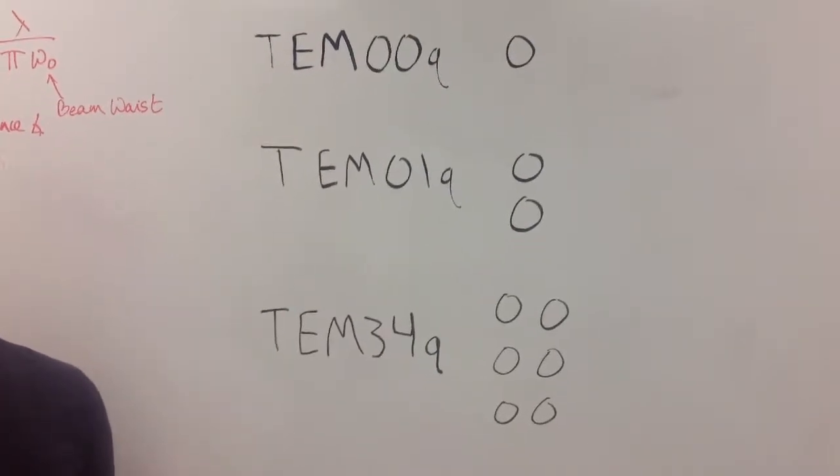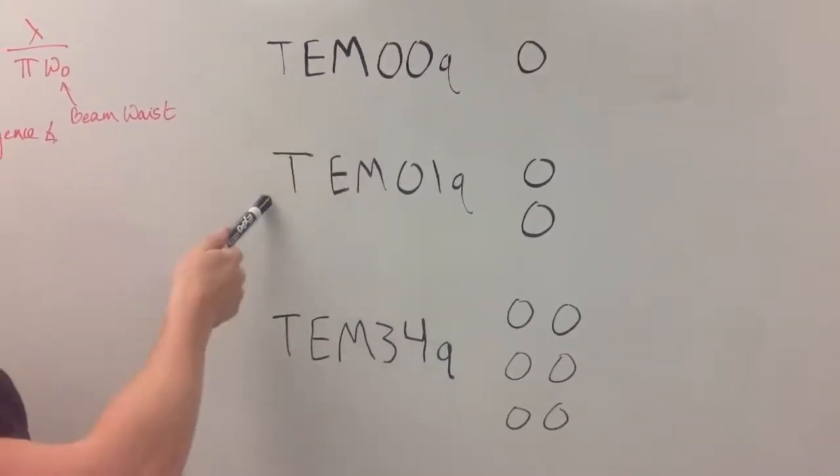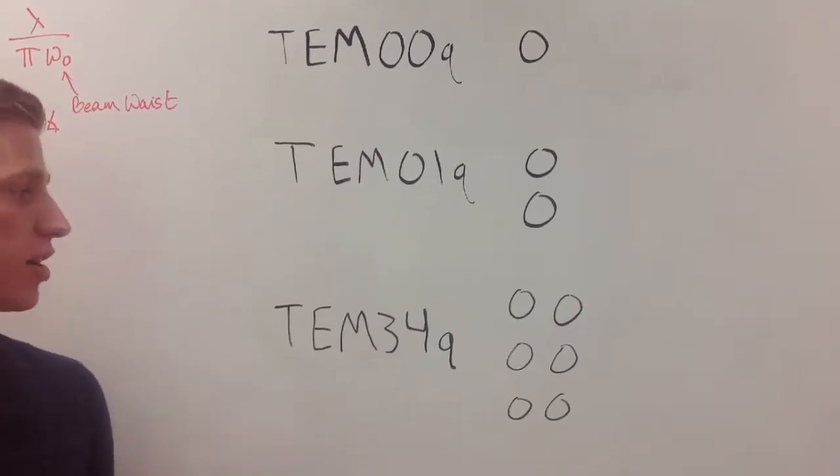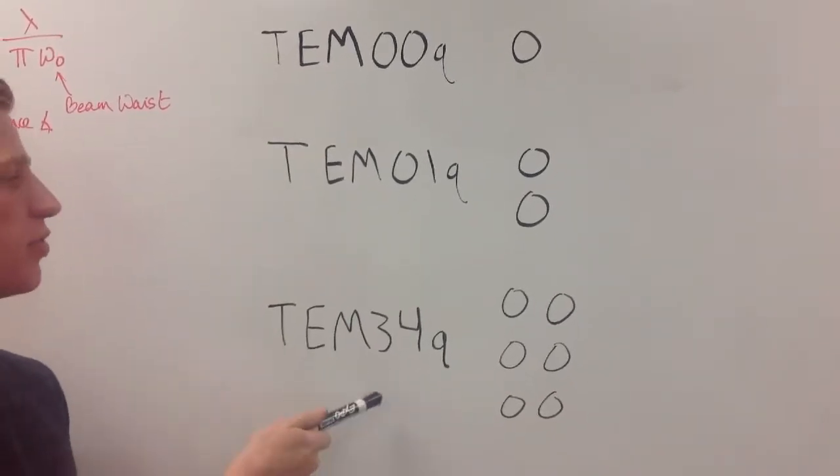We continued adjusting the position and tilt of the mirrors to find these two different lasing modes. We then continued adjusting the mirror to find the highest lasing mode we could, which was TEM34Q, which had 2 columns and 3 rows.